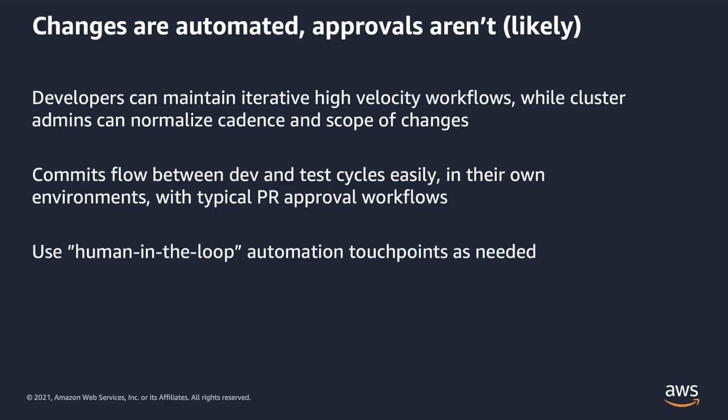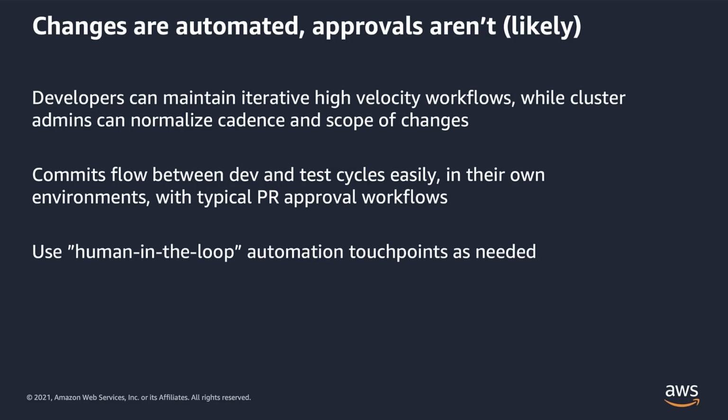So the changes are automated in the system, like we said. That's part of the principles. The approvals aren't, or likely aren't. I mean, they could be, right? And as we'll talk about at the end, that's maybe a goal, right? Compliance and policy automation. But let's just consider approvals aren't, right? Human in the loop automation totally makes sense for some things. I mean, we have CI systems, but we have manually approved PRs, right? So developers can maintain these iterative, high-velocity workflows that they need, while cluster admins can normalize the cadence and the scope of changes across the system. So this is actually exactly what we want.